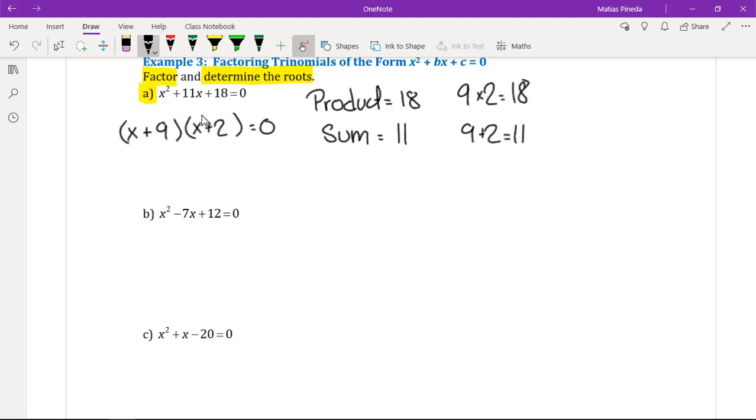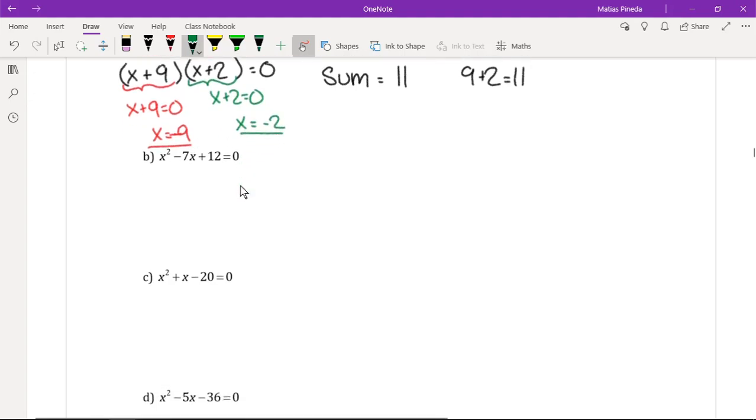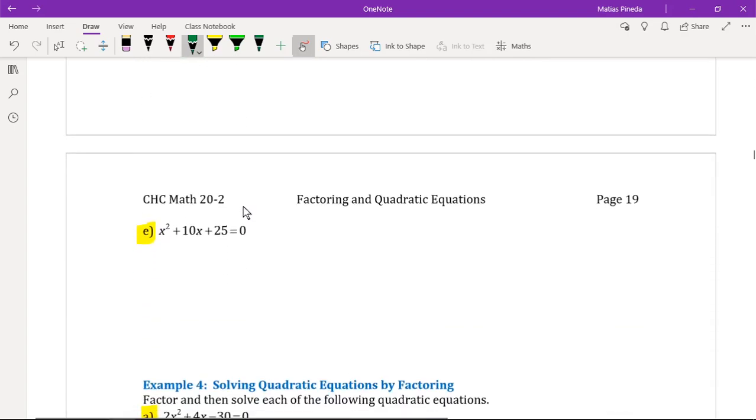Now we can solve this using the zero product rule. We first look at the first binomial. When would x plus 9 equal 0? Well, when x equals negative 9, so that's one of our roots. And we look at the second binomial. When would x plus 2 equal 0? When x equals negative 2. There are our two roots. I'm also going to do E here.